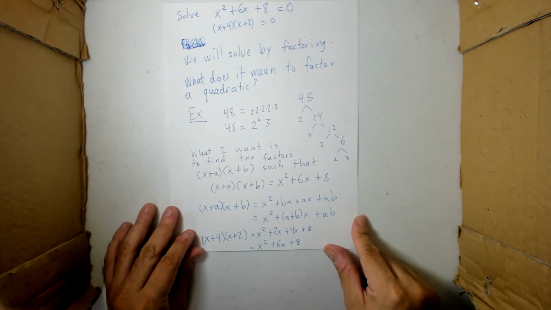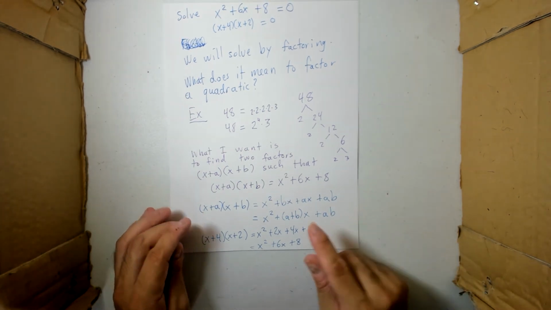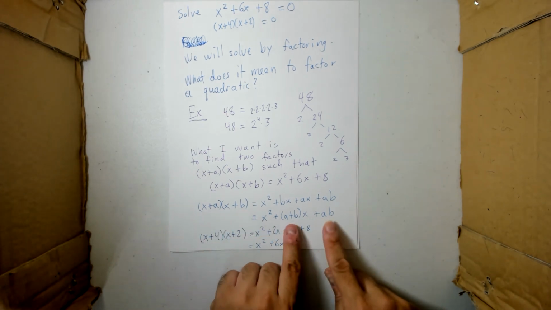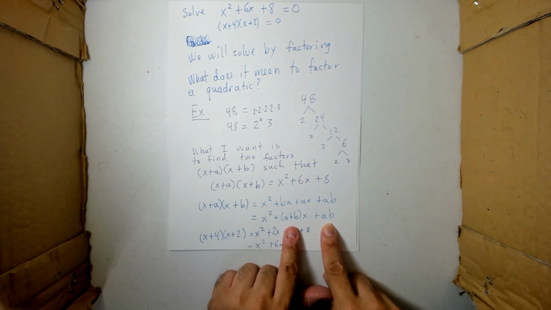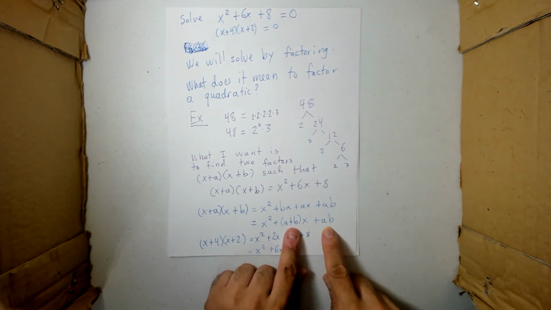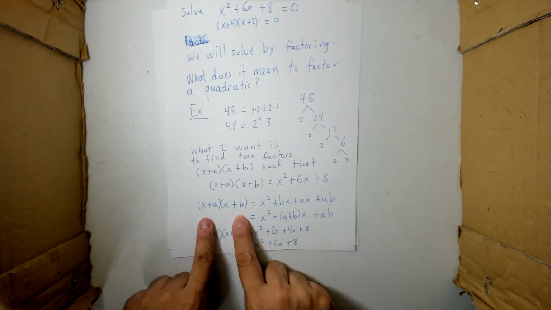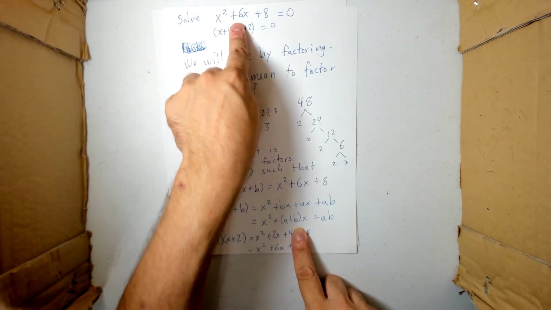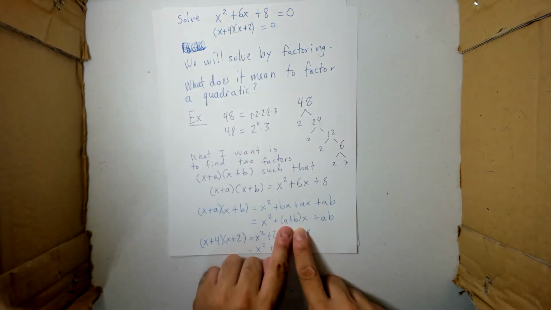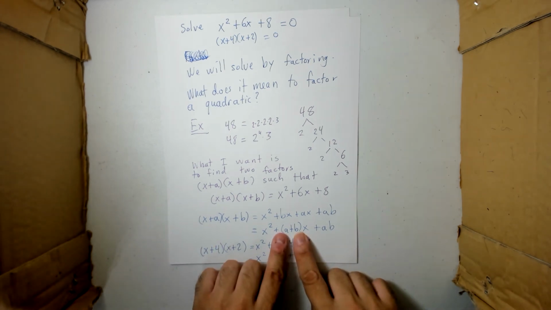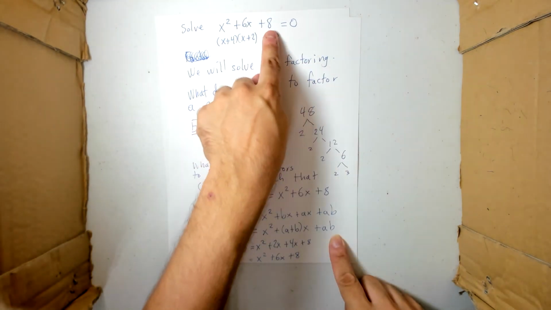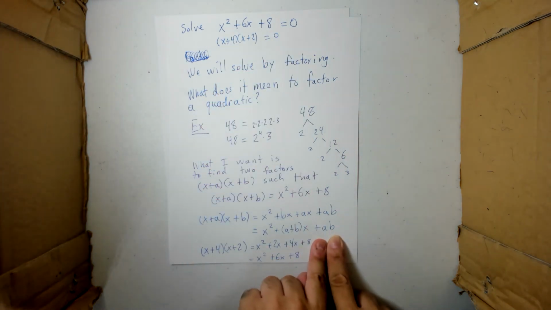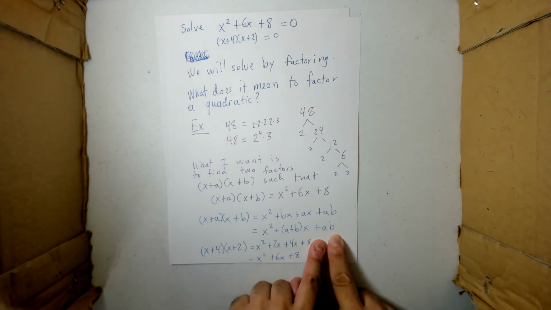But what I also showed in this procedure is that I didn't assume anything about a and b, but by multiplying them out, I realized that there were restrictions on what a and b could be that allowed us to find what a and b were. That is to say, when you multiply these out, you see that the middle term, in this case the 6 in the 6x, must be the sum of the two numbers a and b. And moreover, the constant term of the quadratic, the 8, has to be the product of the two numbers a and b.